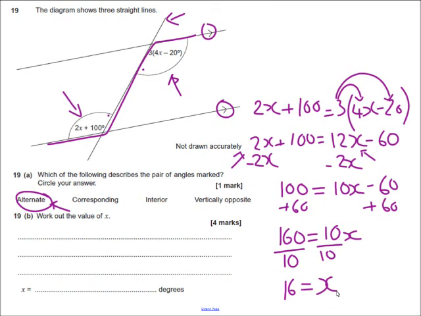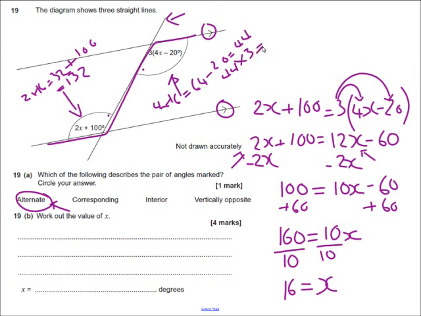And we can check it if we want to. 2 lots of 16 is 32, plus 100 gives us an angle of 132 degrees here. To check it on this side, 4 lots of 16 is 64, minus 20 is 44, and 44 times 3 gives us 132. So we know that 16 degrees is the correct answer.